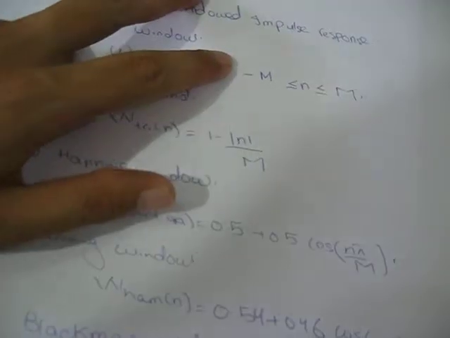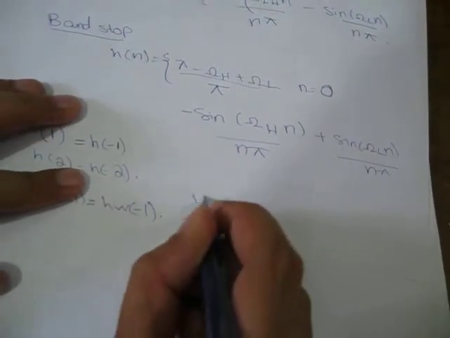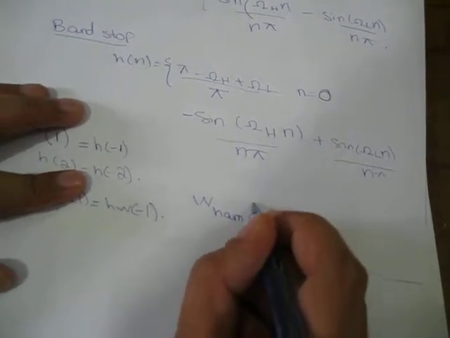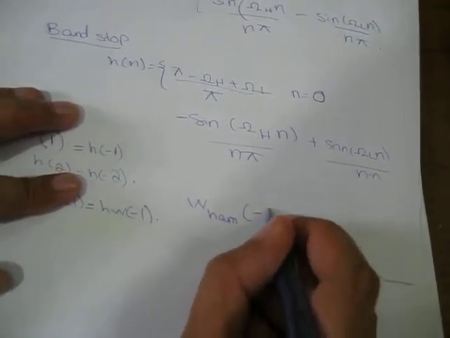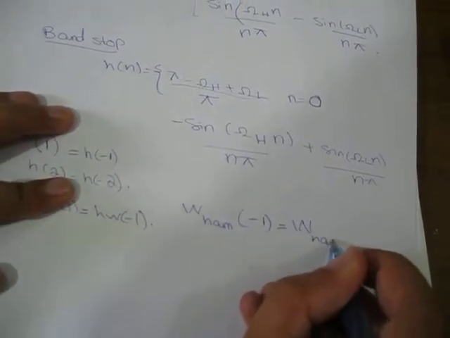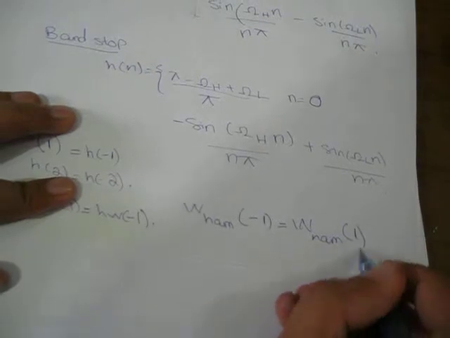Now coming towards the window function w of n, this also obeys the law of symmetry, meaning if we calculate, for example, the Hamming window function of minus 1, it is the same as the Hamming window function of 1, and so on. That's all for today.